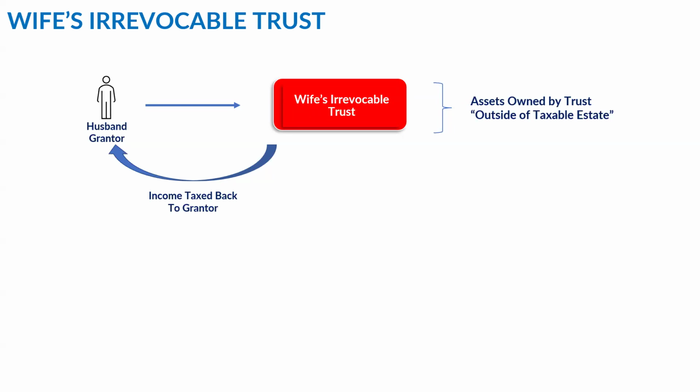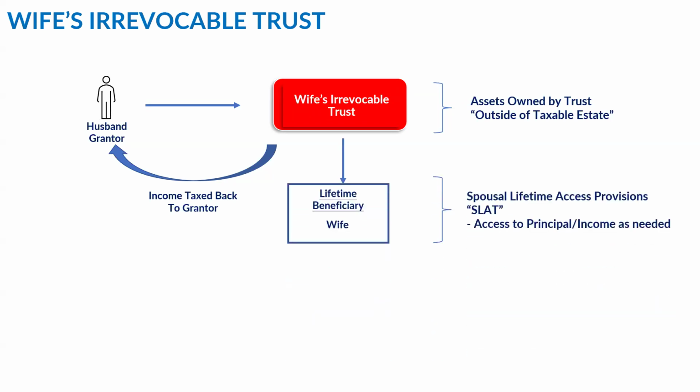In this case, when the husband sets this trust up for the wife, the wife can be the trustee of this trust. So she can be the trustee of a trust set up for her benefit as long as we have the right provisions in there. During the wife's lifetime, she can be the lifetime beneficiary of this trust. And in this trust, we can add spousal lifetime access provisions. So the wife, as trustee and as beneficiary, can reach into that trust and withdraw as much income and as much principal as she wants, as long as we have the provisions set up in the trust properly.